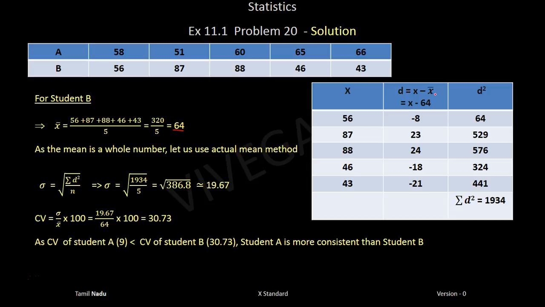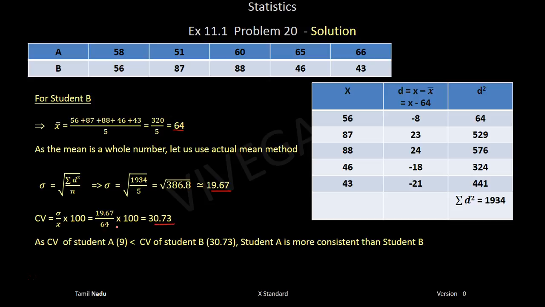The deviation is x minus x bar, but x bar is 64 here, right? So it will be x minus 64. So 56 minus 64 is minus 8. Minus 8 square is 64. Repeat that and fill up the cells. Add up all these things. Substitute sigma d square in the formula and get the sigma for the second student. Once you get sigma, you can find the coefficient of variation, which is 19.67 as sigma, divided by the mean 64, and that works out to be 30.73.